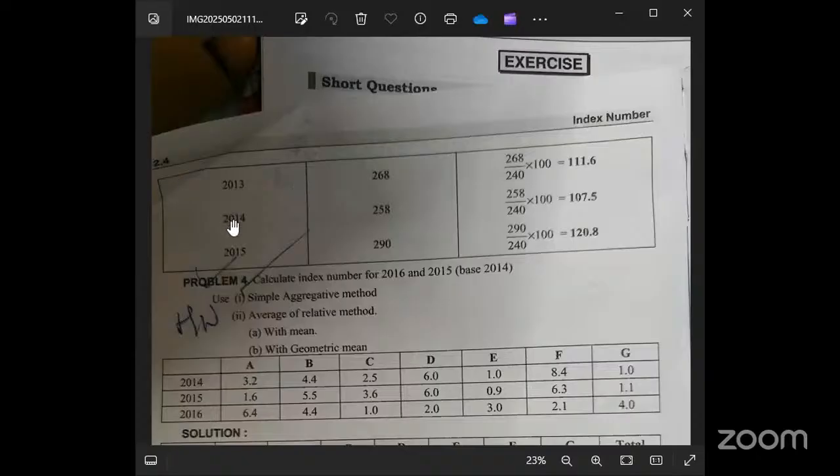See 2013, 14 and 15. So this is nothing but finding out price relatives. Now we'll see some other problems.